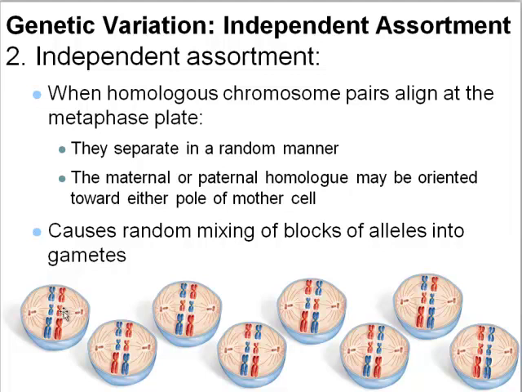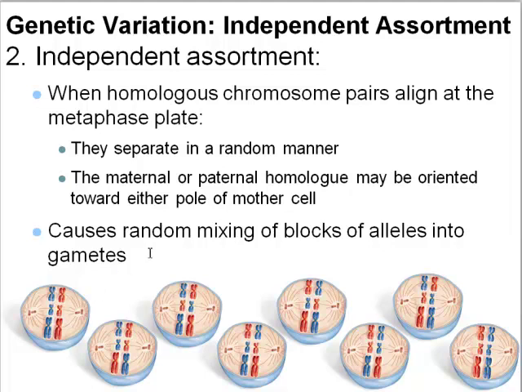However, excitingly, when the next pair lines up, the arrangement of the first pair has no influence whatsoever on the second pair. So once again, 50% chance that the blue one ends up here and 50% chance that the red one ends up here, and so forth, all the way through the chromosomes. And so here, there's only 6 chromosomes.